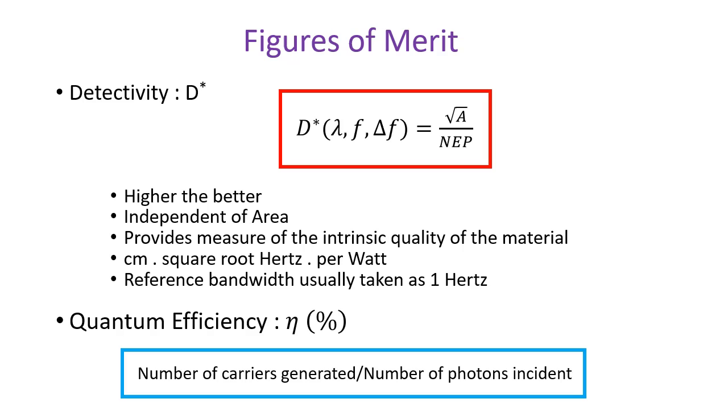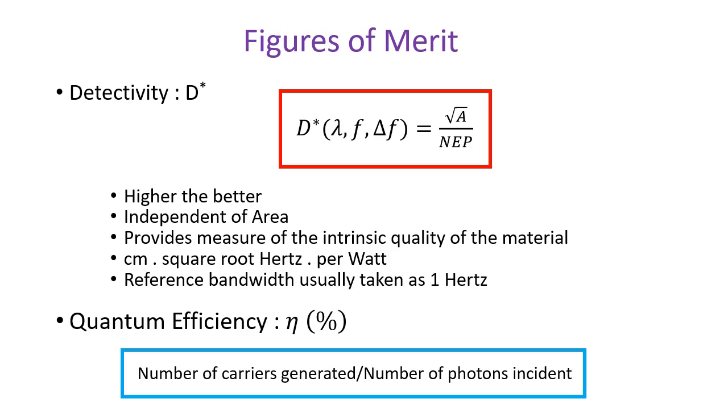The other figure of merit is the notion of detectivity. Detectivity is simply an inverse of noise equivalent power, but it is multiplied by the square root of the area. And this makes the detectivity independent of the area of the detector. Even though in the noise equivalent power we had area explicitly coming in, it actually depends on the square root of the area. Hence the square root of the area gets cancelled here, and what you get is this D star, which is called the detectivity.